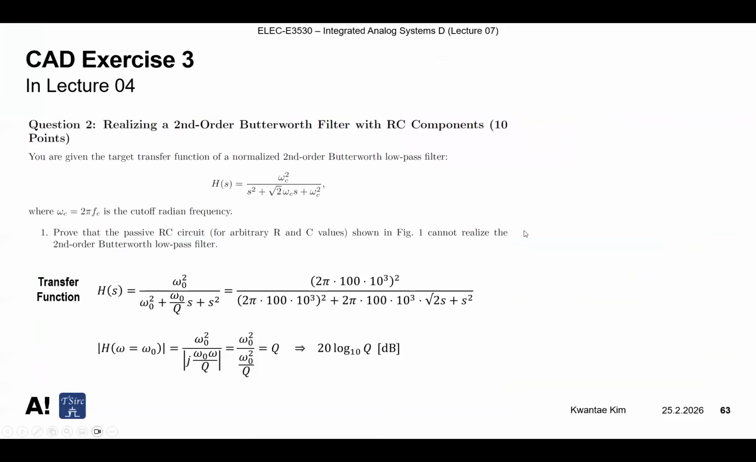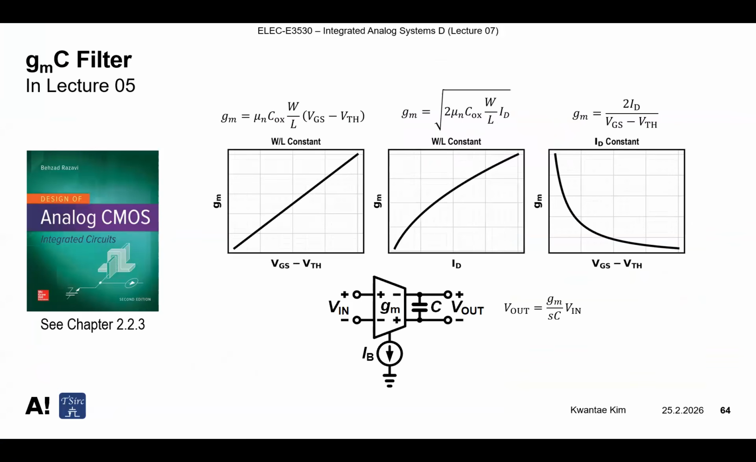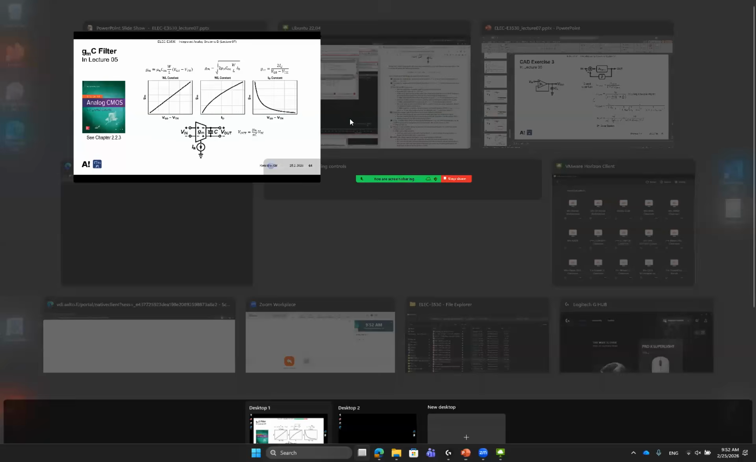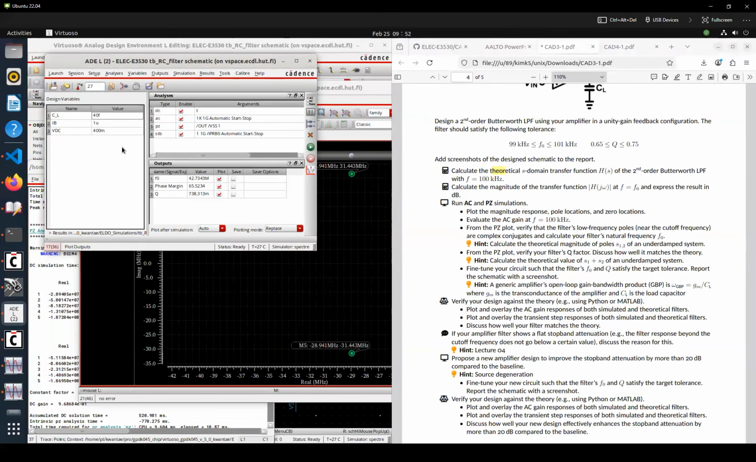And let me go back to our slide. To realize decreasing GM, as we went through in lecture 5, you can either control VGS minus threshold or control ID. So to decrease GM, you can simply decrease the bias current. Then your amplifier becomes slower and slower because our bias current is a very small amount. So that was the key point. So let me reduce this one to maybe 1 nano, because our natural frequency is as high as 42 megahertz. And let's see what happens.